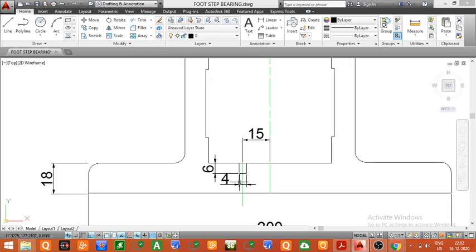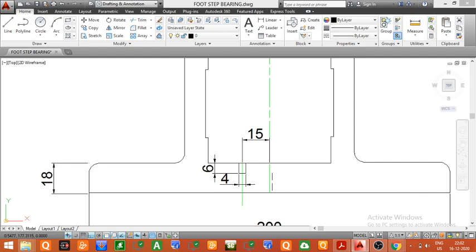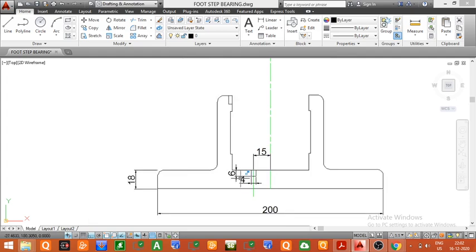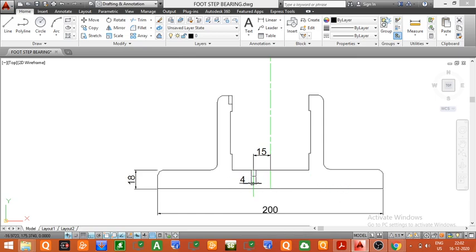In order to draw the hole, first mark the center of the hole at a distance of 15 mm. After marking the center, take 2 mm on the left hand side and 2 mm on the right hand side from the center, and then mark the height of the hole, which will be equal to 6 mm. So finally the hole is completed. So we have finally completed the entire sectional front view of the body. Now we will show the hatching lines.